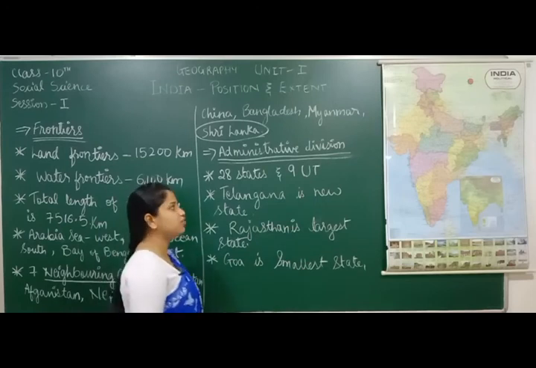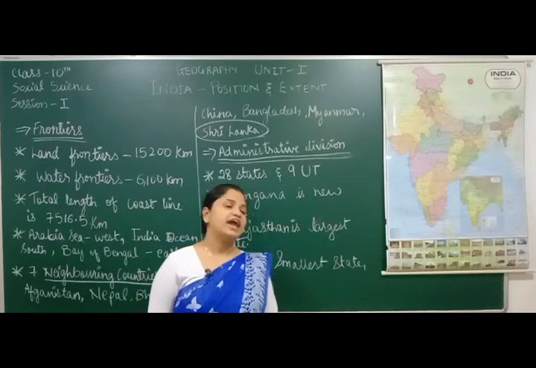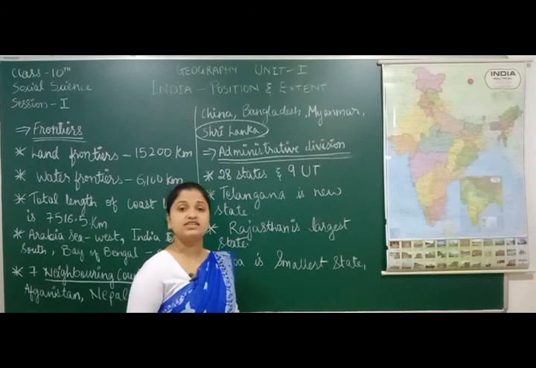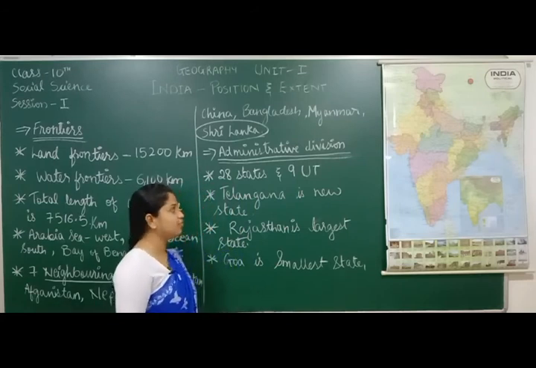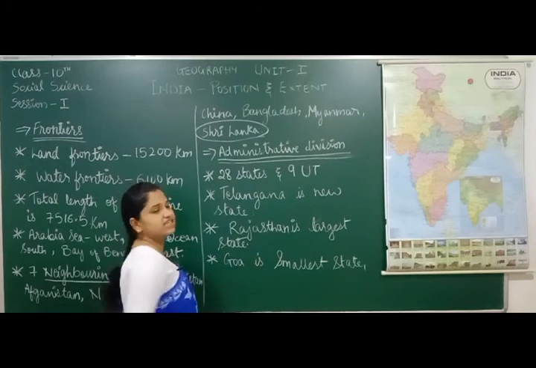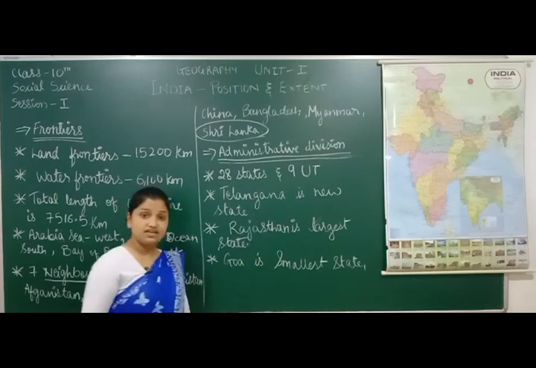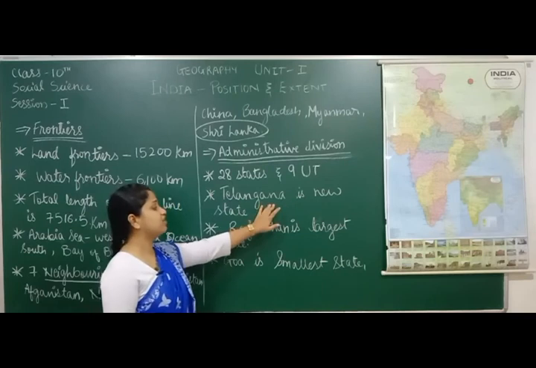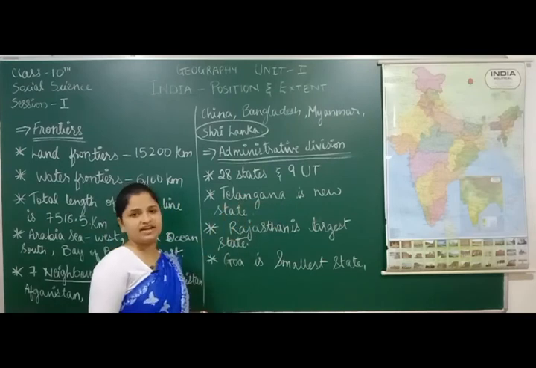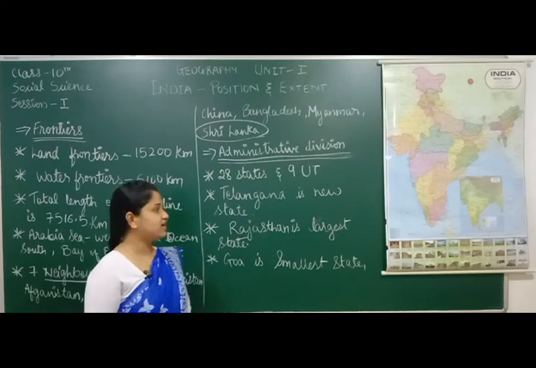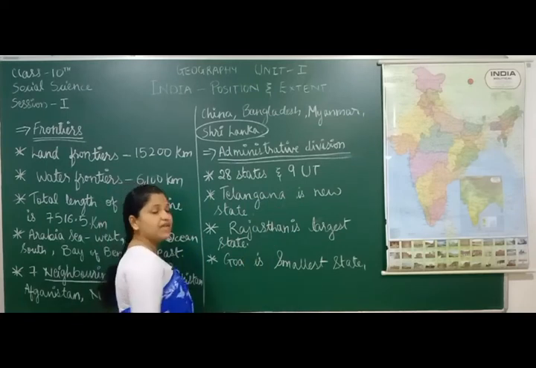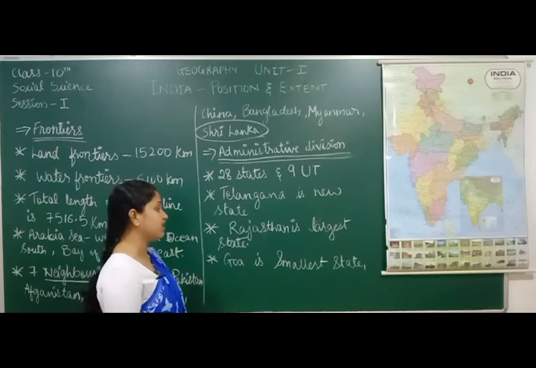Now this would be your work. Sit at home and make a list of all the 28 states and 9 union territories of our country. Then you will get to know how many you have. The newly added state is Telangana. Initially it was not there, but recently it has been added to our country.